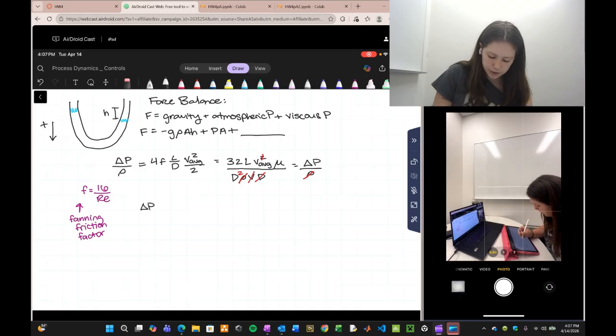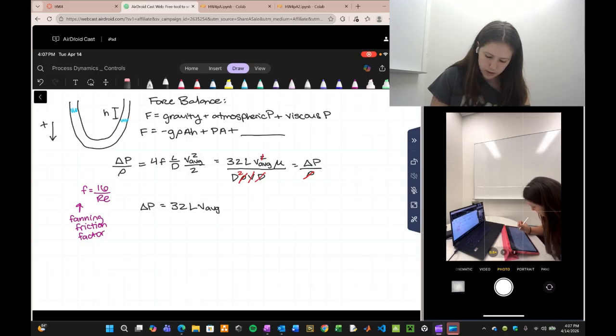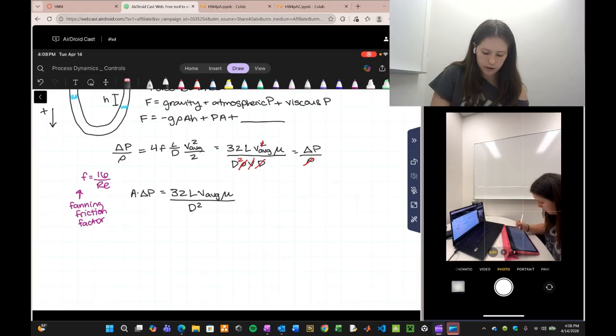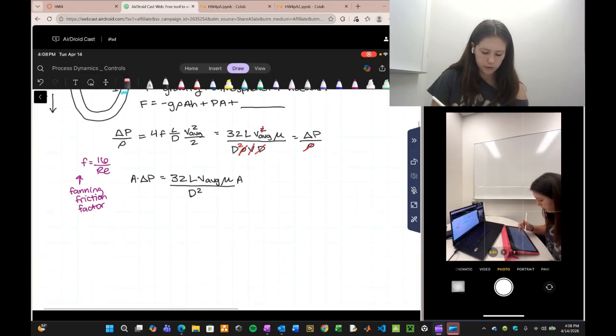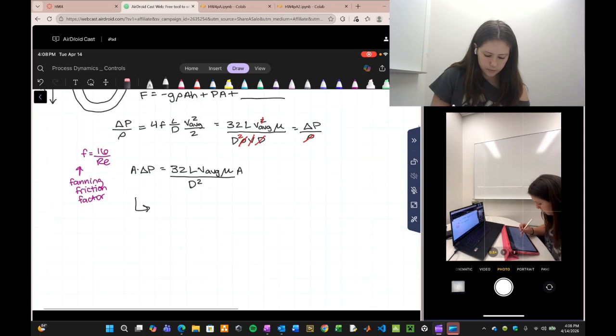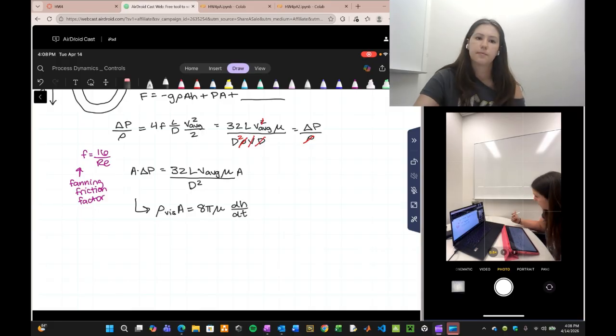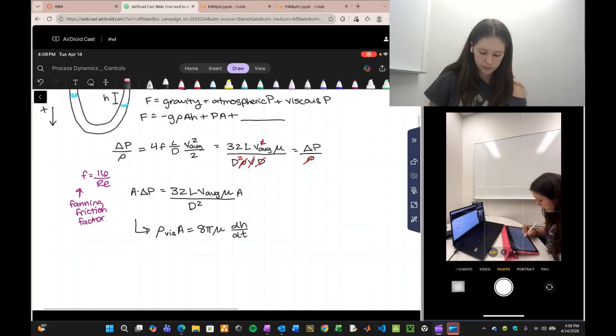So we can rewrite again. Our change in pressure equals 32L times V average times our viscosity over D squared. Now we will multiply both sides by our area, and end up getting the viscous force times our A to be equal to 8 pi times our viscosity times our change in height with respect to time. And so this right here is actually what we will end up plugging in up here.